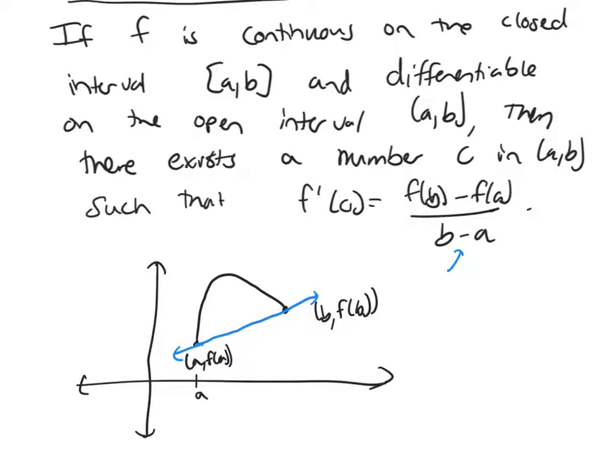And so what the mean value theorem says is that there's some point between these two, there's some value of c, where the derivative at c is the same as the slope of that line. And so the tangent line at that point would be parallel to this line. Another way you could think of it is that there's some point at which your derivative is equal to the average value of your function on your interval.